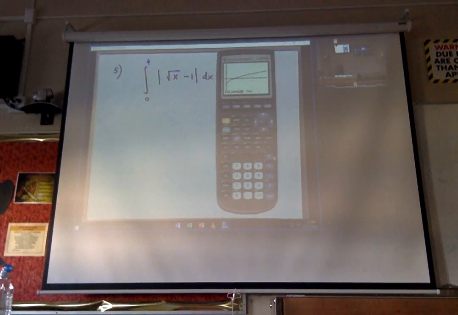We see a little portion of the graph is on the bottom. And we have to make that piece positive, right? Since it's absolute value, that's what we talked about last time. So you definitely have to split this integral into 2 integrals, not just one.